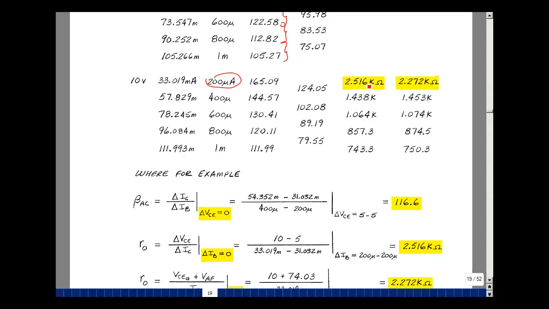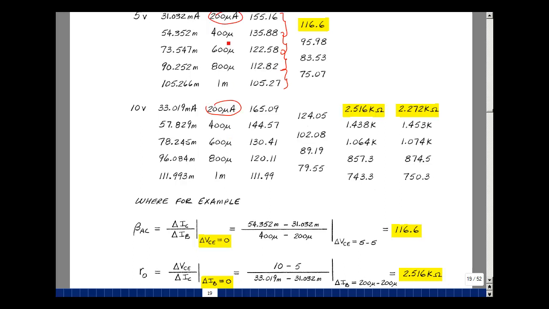Then the next two data points, taking 400 and 400, I get a 1.438K. Then the value of resistance at 600 microamps is 1.64K. At 800 microamps, 857.3, and then at 1 milliamp, 743.3. The slope is changing as we're changing the value of the collector current.